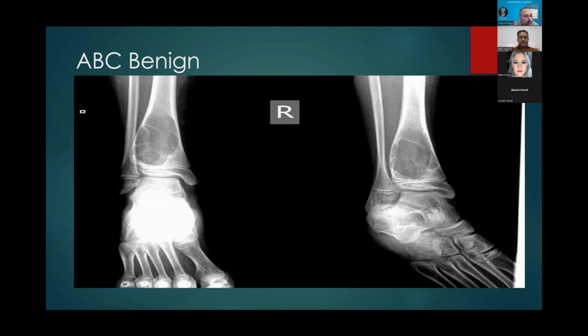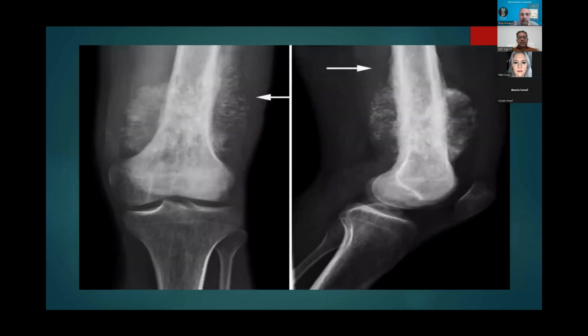Now, this is a much better picture for what we were discussing previously. As you can see, again, this is the metaphysis of the lower end of the femur. And this is quite an aggressive lesion. As you can see, it is going far beyond the normal boundaries of the bone into the soft tissues. And you can see the classical sun ray appearance of sun ray spicules.